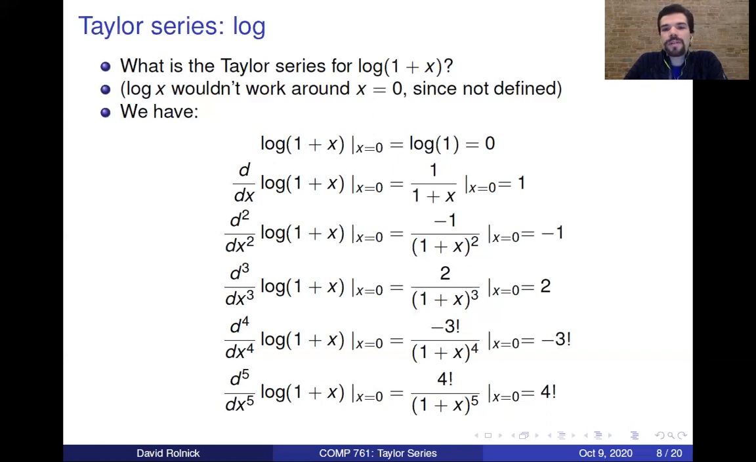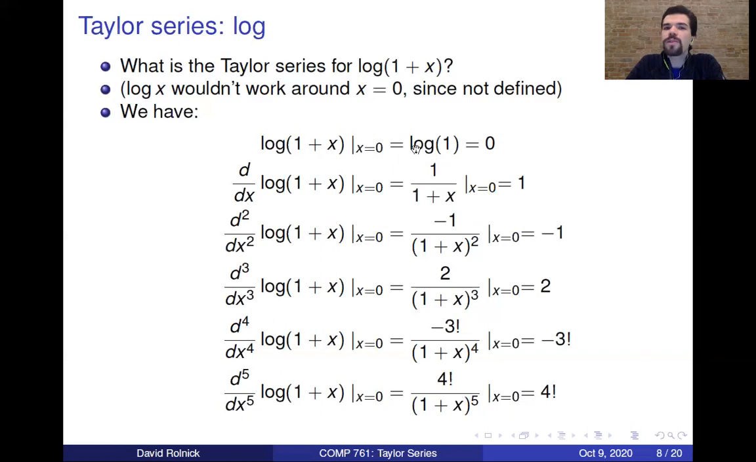So if you have just the function itself, it's log of 1, evaluated at x equals 0. So that's 0. If you took the derivative of this first, you'd have 1 over 1 plus x, evaluated at x equals 0. And that's equal to 1. If you did the derivative twice, you would have the derivative of this. And that is going to be -1 over 1 plus x squared.